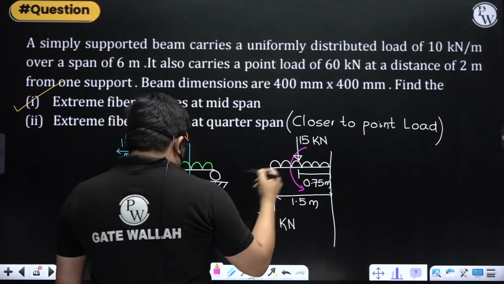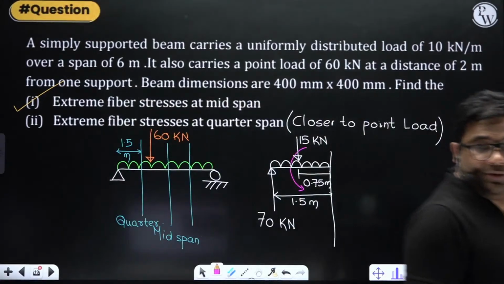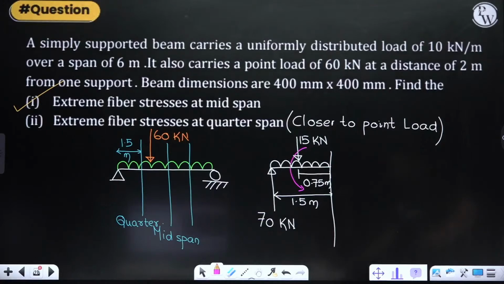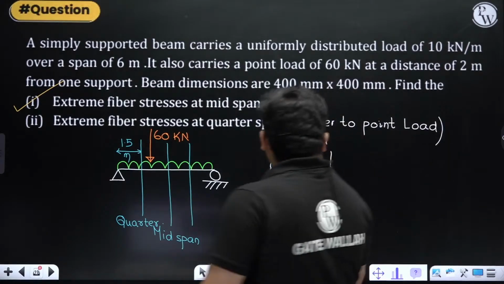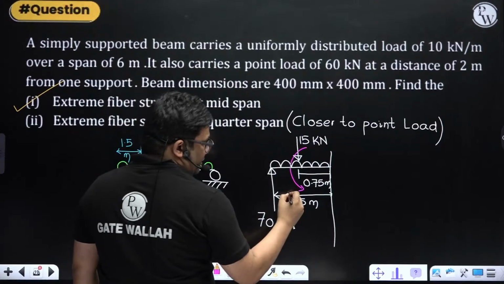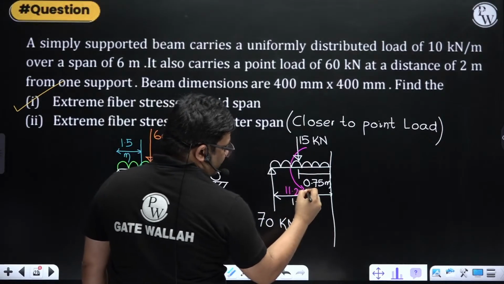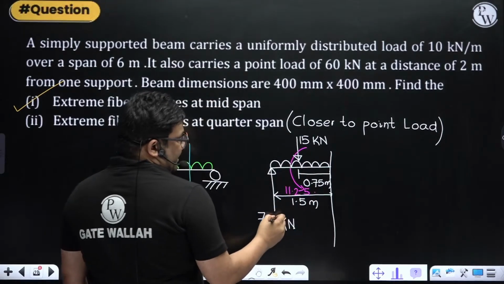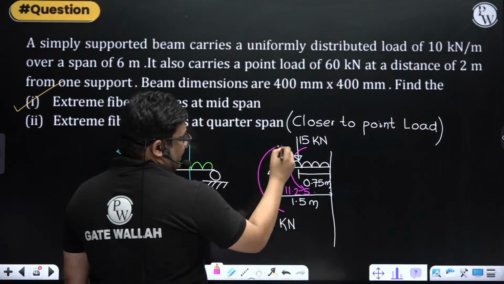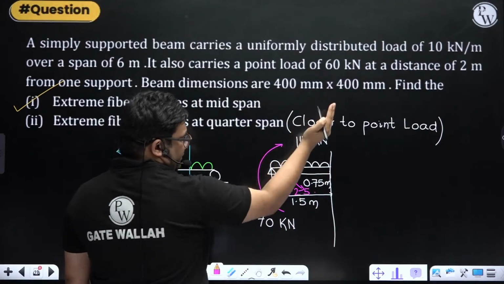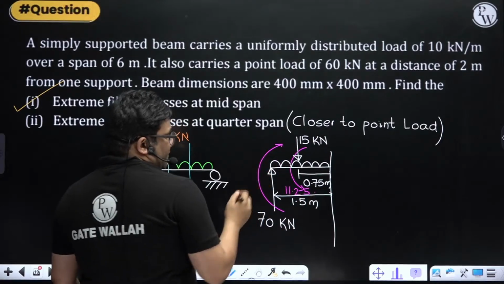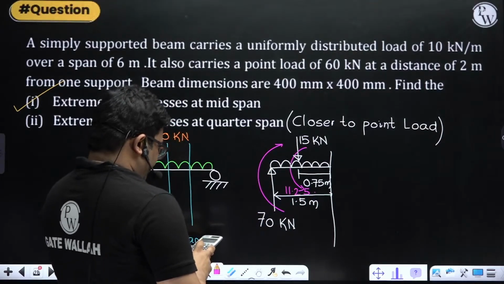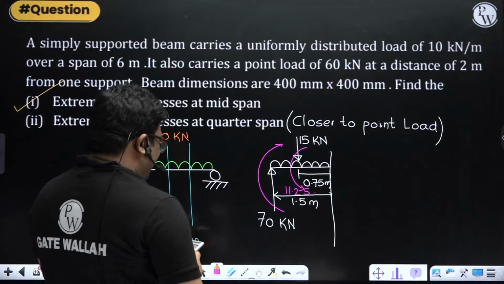15 into 0.75, right? Yes, it will generate how much? 15 into 0.75 is 11.25, right? So this 15 one will generate 11.25 in this direction, you see, and the 70 will generate in the opposite direction, right? You see, 70 into 1.5, so I can say it is 105, right?